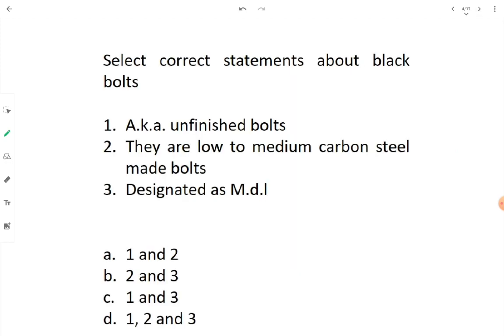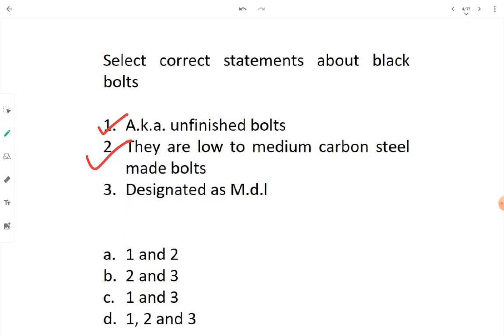Then select correct statements about black bolt. They are also known as unfinished bolt. Okay, yes, we do call them unfinished bolt. Therefore option 1 is right. Then they are low to medium carbon steel made bolts. Yes, they are low to medium carbon steel made bolts.